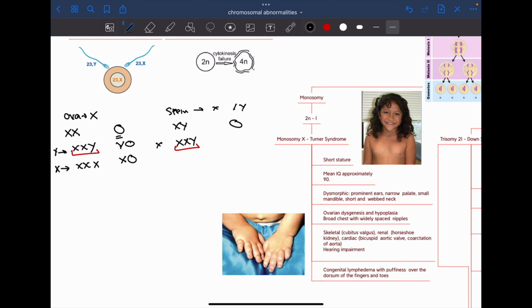If it doesn't carry anything and it's fertilized by an egg, then we have X, and this is what we have here and here. Obviously, we can add a 0 here, and this is what we know as Turner syndrome. So now let's look at Turner syndrome and Klinefelter syndrome.